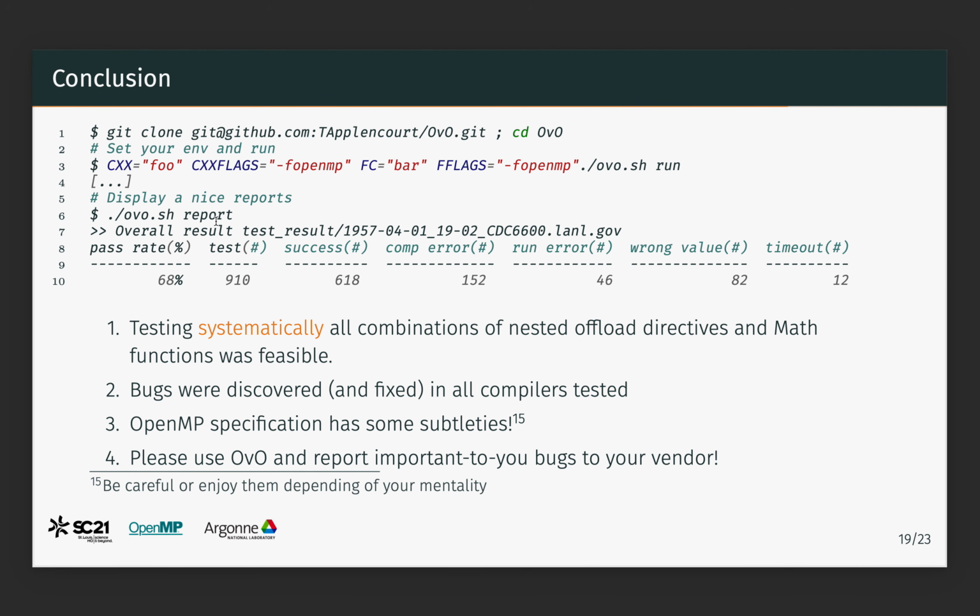I would like to thank a lot of people who contributed and who helped me write good bug reports: Johannes from LLVM, Hierarchical from Argonne, people from GCC, and some mathematicians who helped me with the FP analysis, because it's highly non-trivial to understand all these subtle points of the specification and of the IEEE standard for floating point arithmetic. I would like to encourage you to use OvO and to report any bugs to your vendors, or to me if you find bugs in OvO.